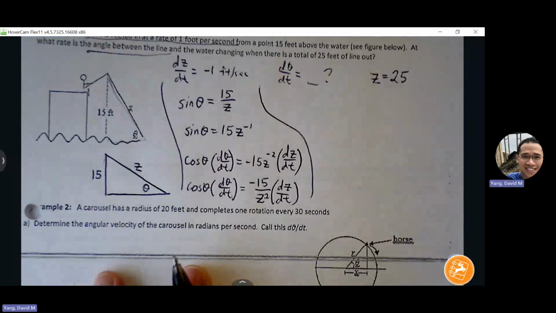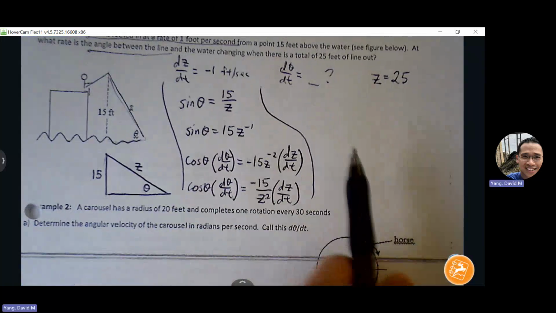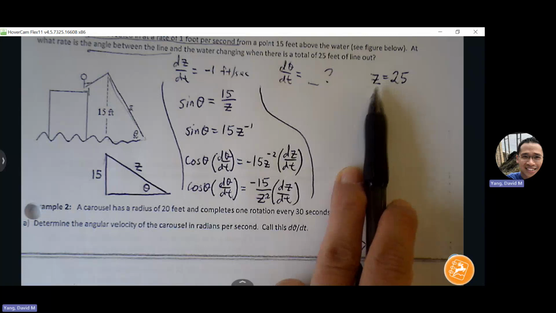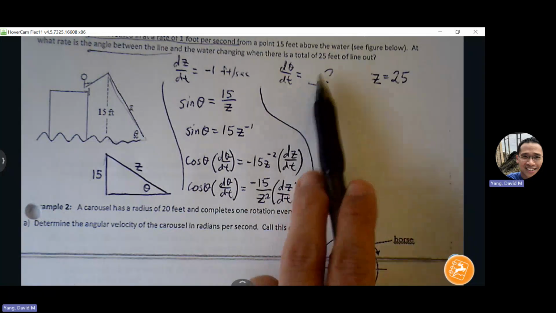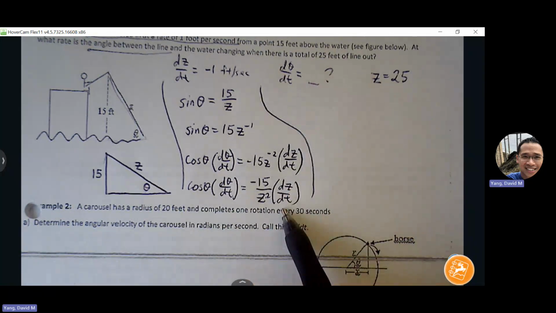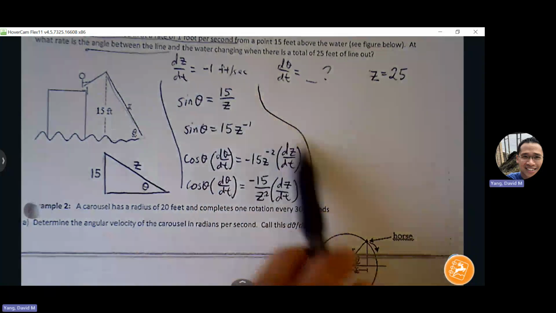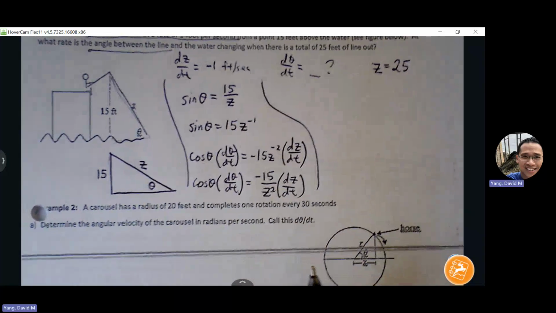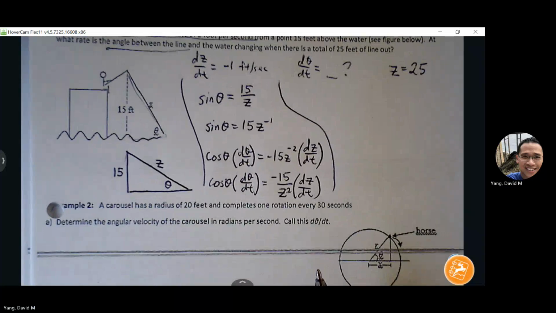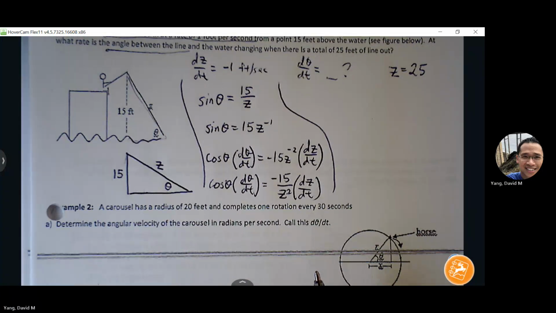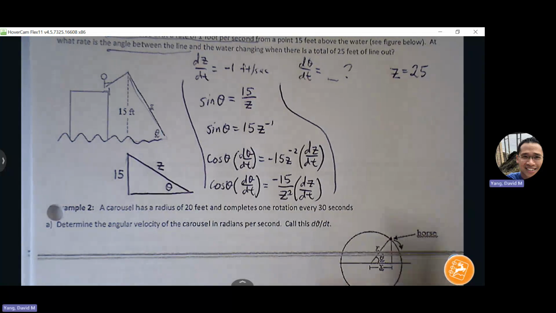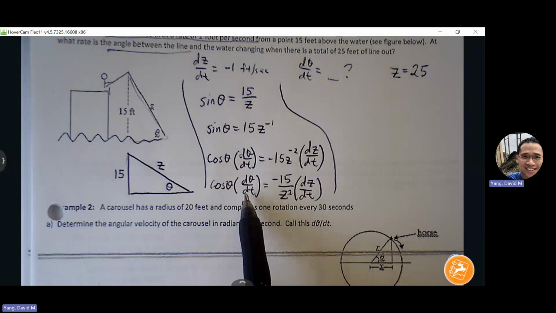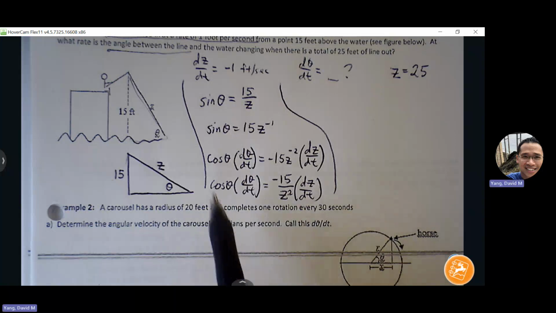Okay, let's take a step back and look to see what we have. So z equals 25, so that can go into here. D theta dt, that's the unknown variable that's showing up. We know we're looking for that. And dz dt, we have that as well. Okay. Now, what's the one remaining thing that we haven't found yet? We're trying to solve for d theta dt. Is there any piece of the puzzle that we still need to find?